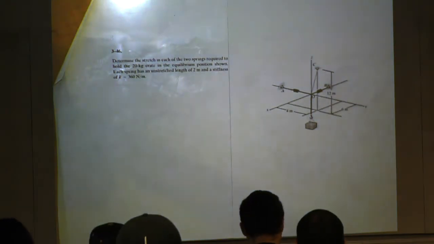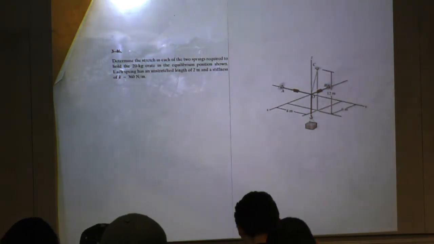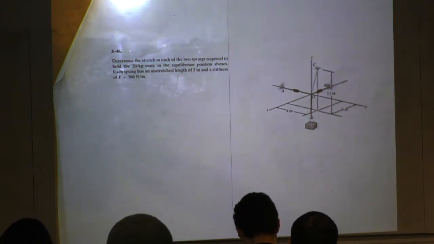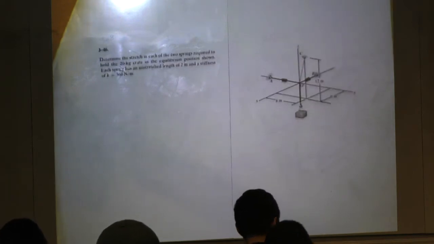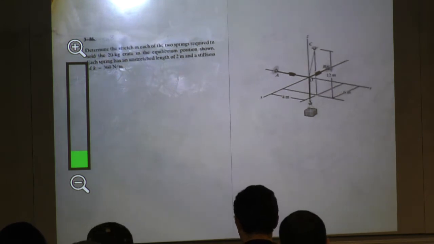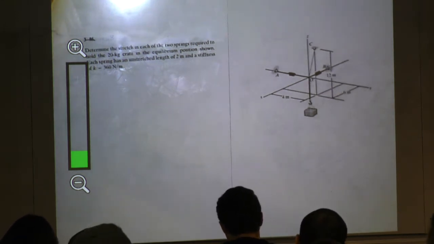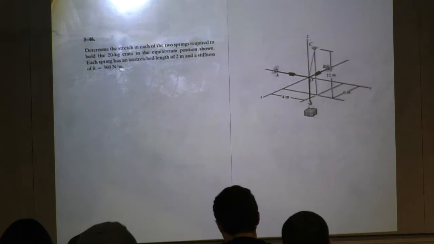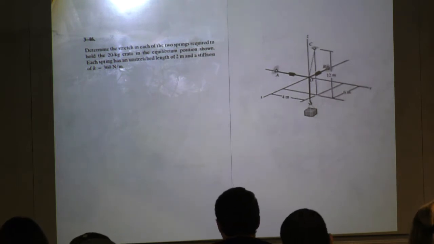Next problem is chapter 3. So we're still dealing with forces and vectors. In this case, it would still be three-dimensional space. But this one I thought was kind of cool. I don't know if everyone can see. Maybe I'll zoom in a little more. So it says, determine the stretch in each of the two springs required to hold the 20-kilogram crate in equilibrium position. So that's what we're dealing with in statics most of the time, or all of the time, rather, is equilibrium.